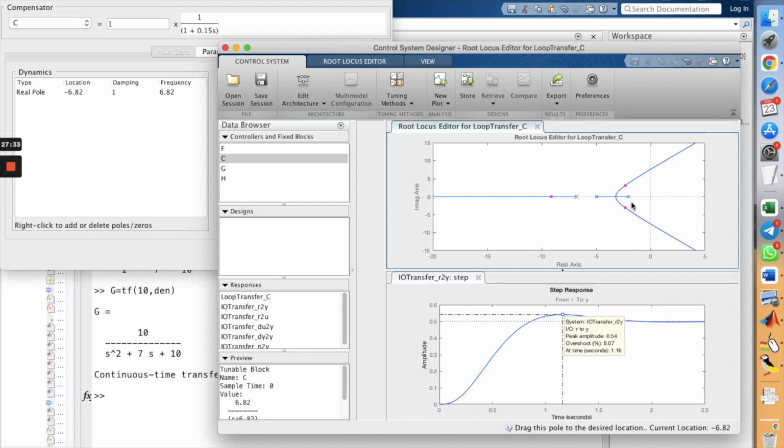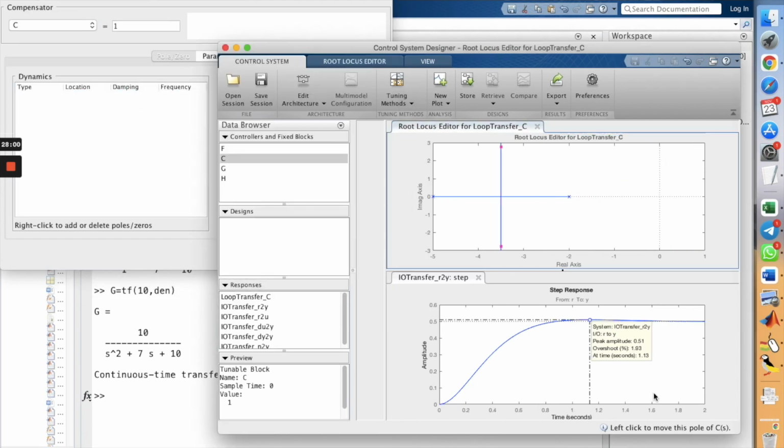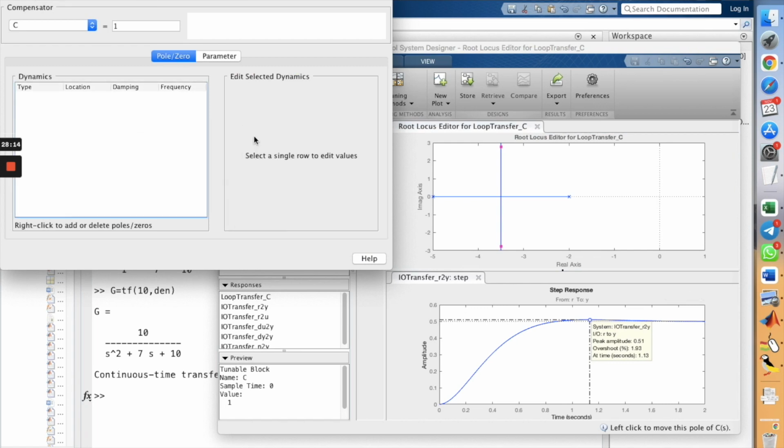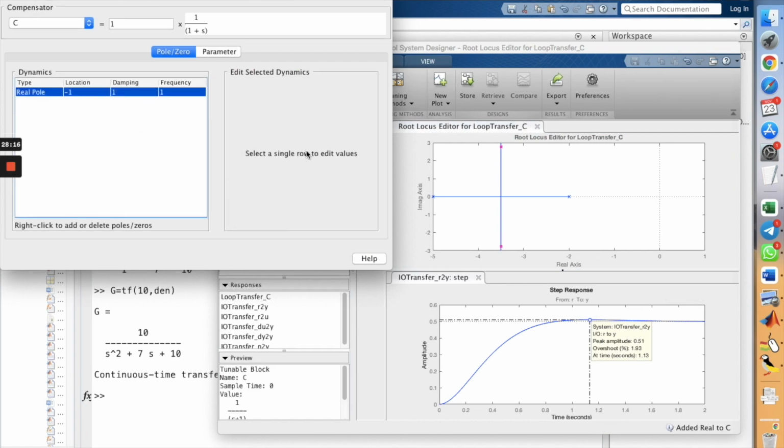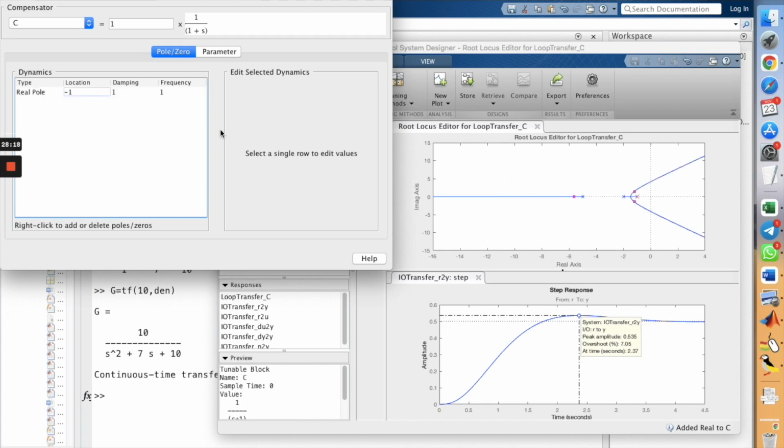So now the closest pole to the j omega axis is -2. So in this case, our pole here is at -6. So you can see, delete this first. You can see here the overshoot of the system is 1.93%. So when I add a real pole, let's say I add at -1 here, we can see the overshoot becomes 7.05.